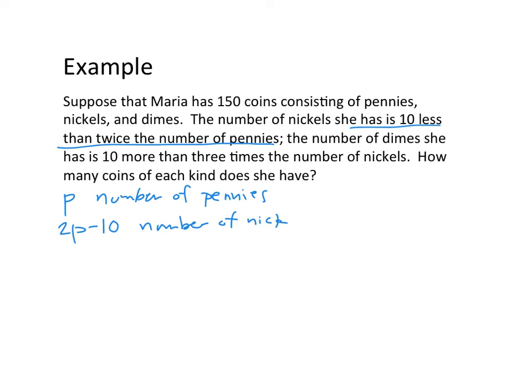All right, so, oops, I spelled nickels wrong. Nickels, okay. And then the number of dimes is 10 more than, so adding 10 to 3 times the number of nickels. Well, this is our number of nickels. So we can take that and we can write 3 times that plus 10. We would just take advantage of our ability to use parentheses. So that expression then would be the number of dimes, okay?